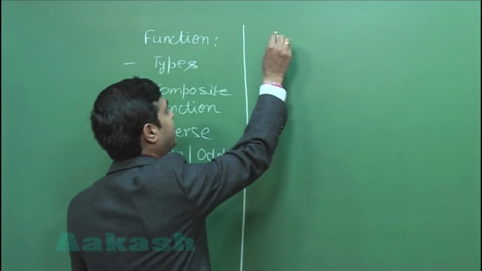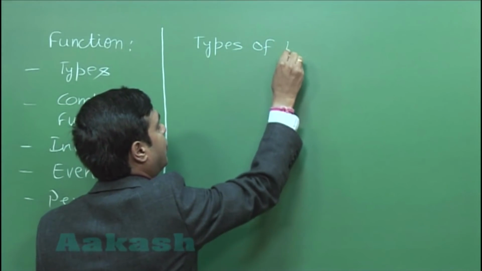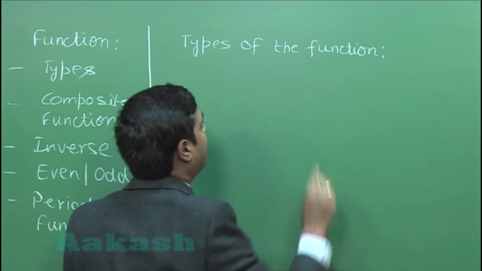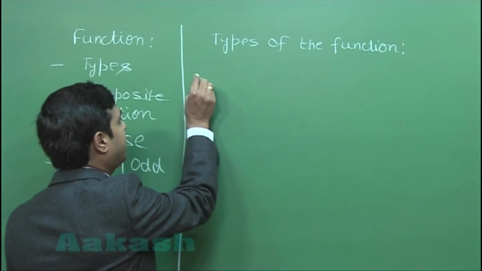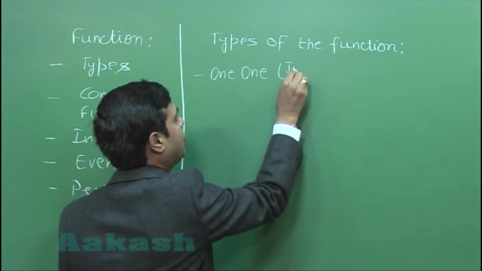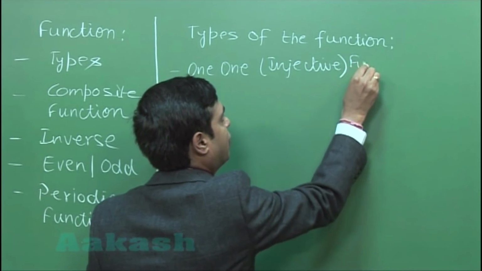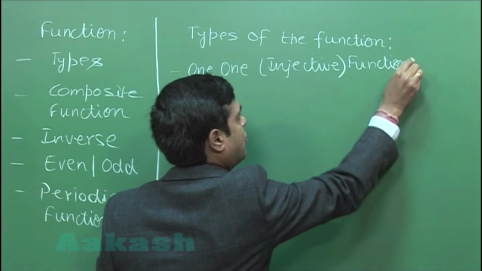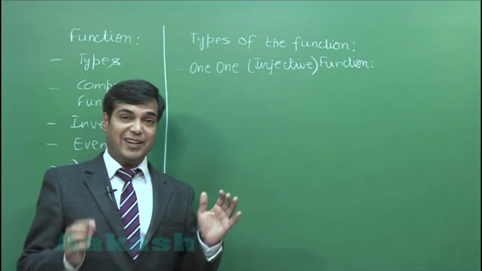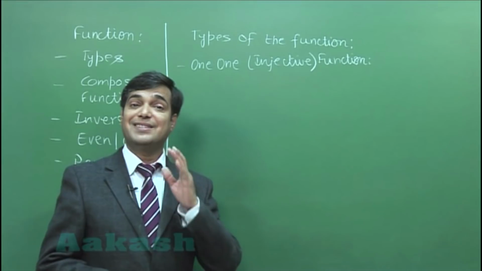So let's start with the first one, that is types. Types of the function. So first we will be talking about one one, also called injective function. One one function, how do we describe it? As in case of function, we define that every element of set A should have a single image in set B.